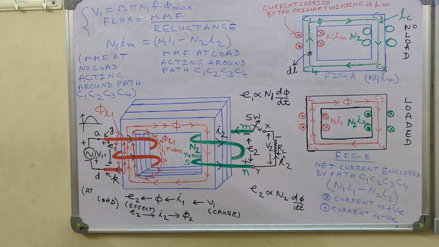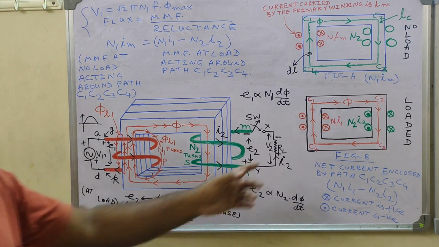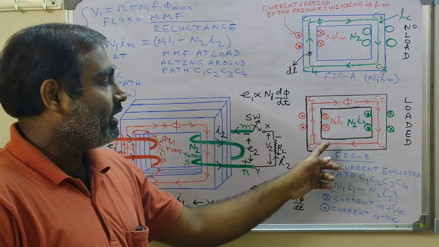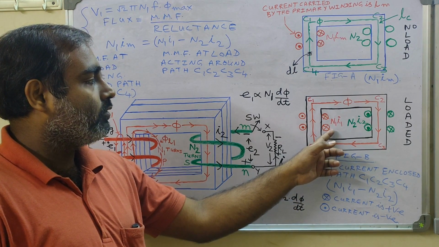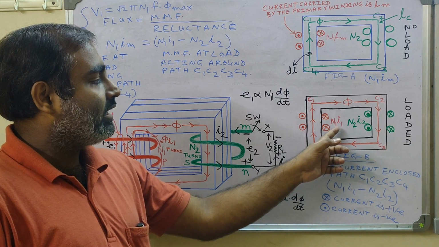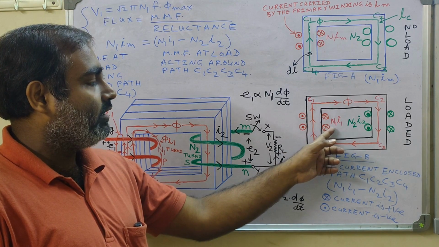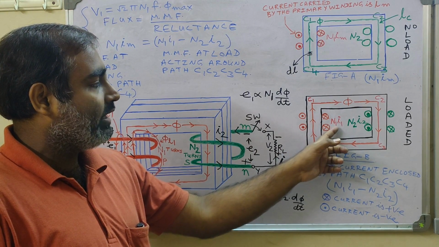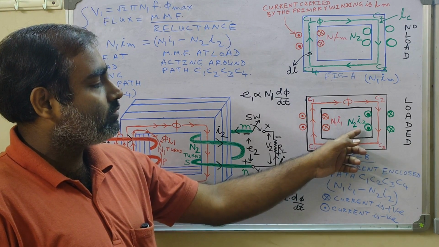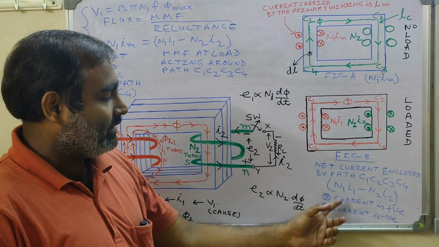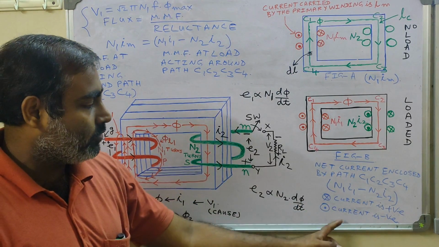Ampere's circuital law states that the MMF acting along a closed path equals the current enclosed by that closed path. In this closed path C1, C2, C3, C4, there are N1 conductors of the primary, where I1 is the current carried by each of the N1 conductors. So the primary conductors carrying current I1 each give N1 I1, and N2 I2 is for the conductors of the secondary. So we have taken N1 I1 minus N2 I2 because cross is positive, dot is negative.